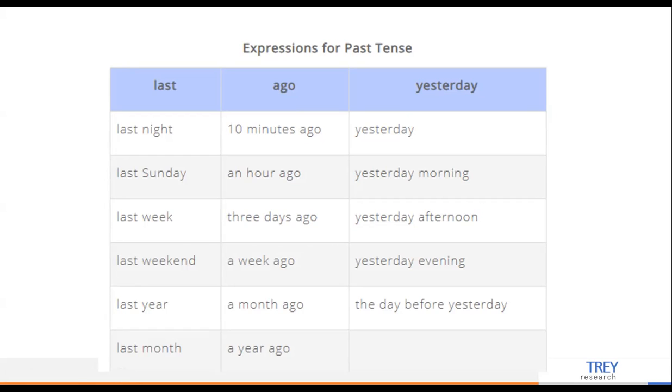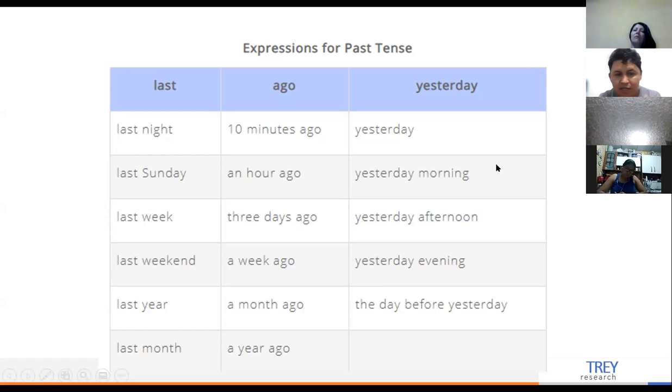Ahí es el contrario. Le pone last y luego el periodo de tiempo o el día o lo que usted se está refiriendo. Con last puede ir cualquier expresión porque usted puede decir hace una hora. Puede decir an hour ago o last hour, ¿verdad? La última hora. Pero si se fija, ago puede ser con cuestiones chiquitas, ¿verdad? With short periods of time and with long periods of time. You see? So it doesn't really matter.